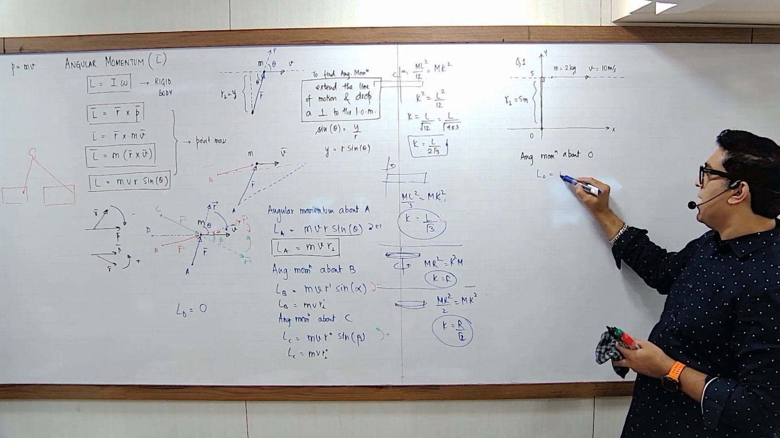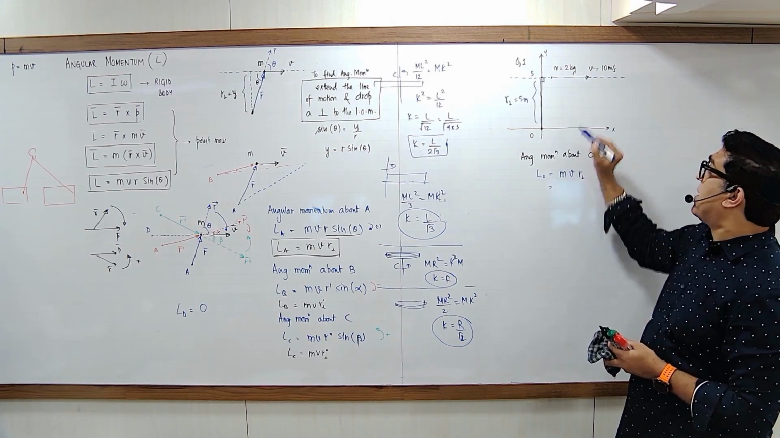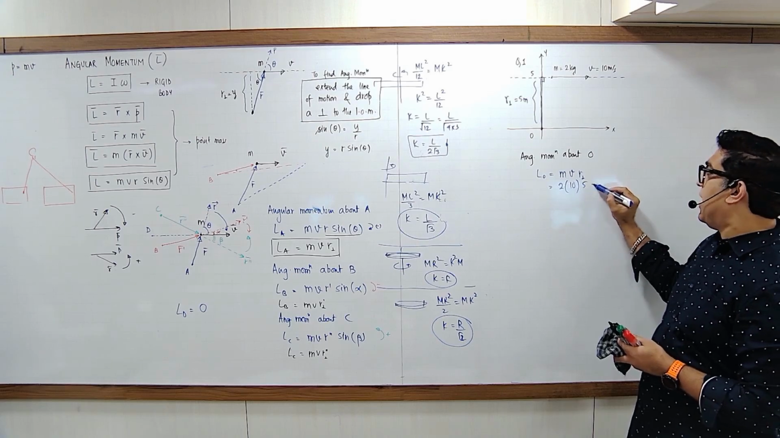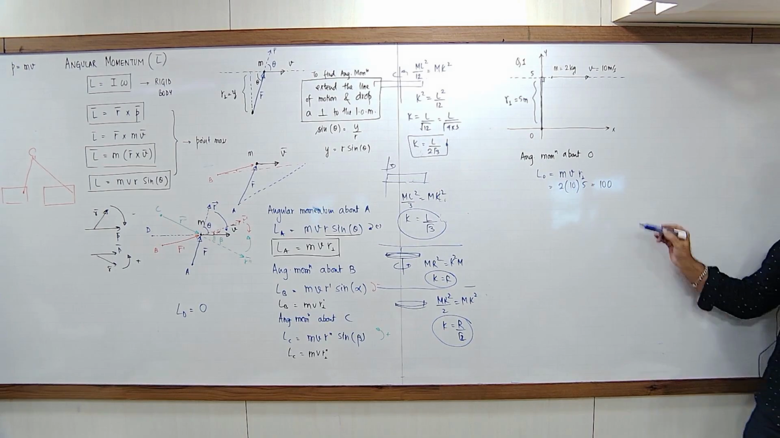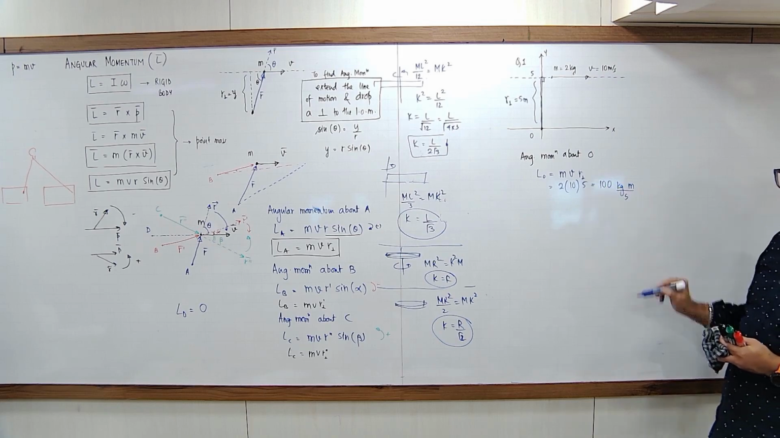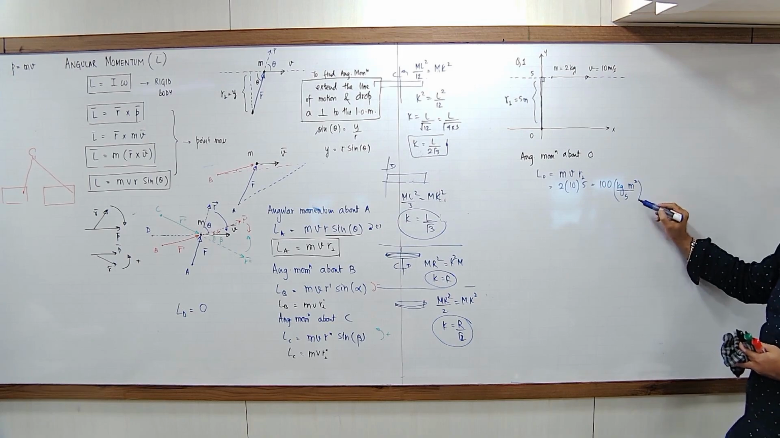Come on, all of you start. M V R perpendicular. The value of M is 2, V is 10, R perpendicular is 5. What's the answer? 100. The unit of M is kg, speed is meter per second, R is meter. So the answer is 100 kg meter square per second.